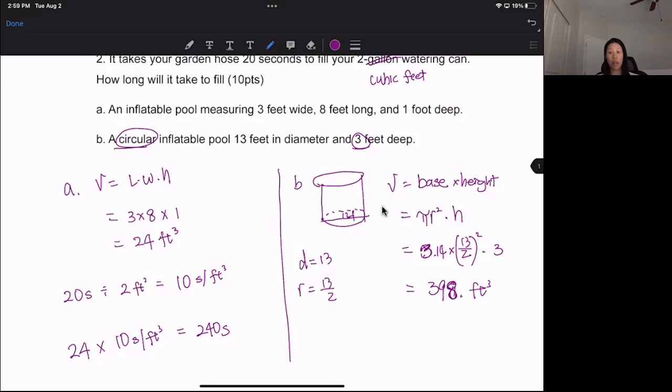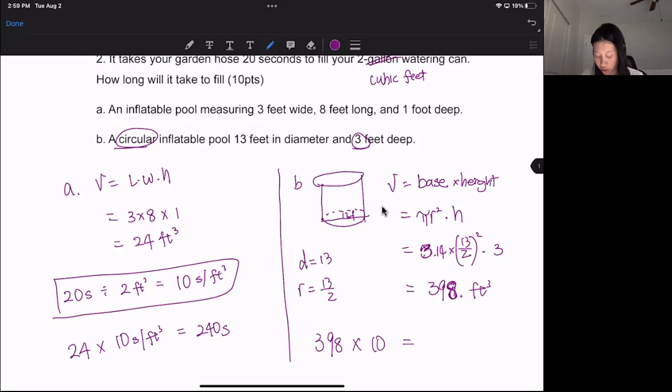Okay, again, now we know the volume. By the previous question, we found out the speed of how fast the garden hose fills up the water. So now we use 398 times 10, so that we have 3,980 seconds. So it takes that amount of time to fill up the circular inflatable pool.